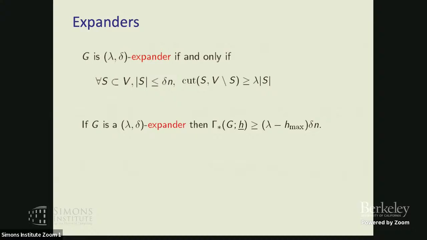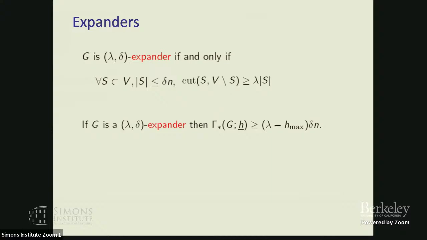So if you take one subset and you look at how many of its edges are going outside, the number of edges going outside over the cardinality of that set is lower bounded by this lambda. In that sense, I would say it's a lambda expander. And you can have the lambda comma delta version, where you only need to check it for subsets of size less than or equal to delta.